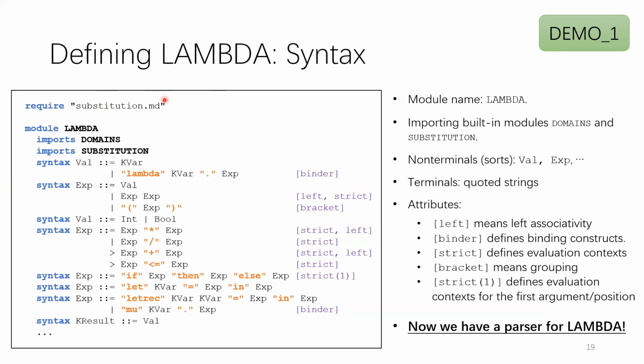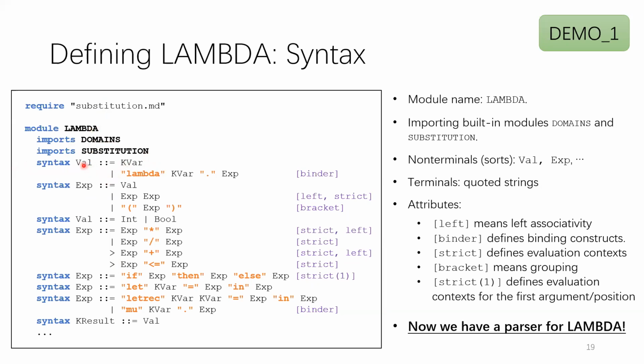In that module, the capture avoiding substitution is already implemented, so we can simply reuse it in our definition here. And then the module Lambda starts the definition of Lambda. It first imports the predefined module domains for domain values such as integers and booleans, and also the substitution module for the capture avoiding substitution that we'll be using in this semantics.